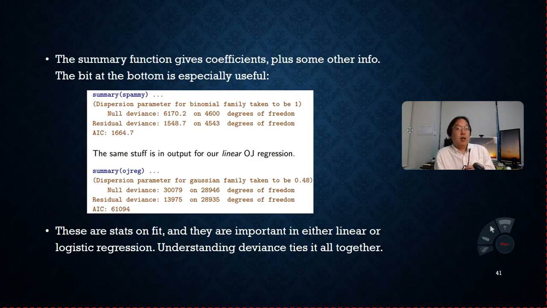Intuitive result. The summary function gives the coefficients plus some other information. The bit at the bottom is especially useful. So go ahead and try these regressions and get the summary results like this. These are the stats on fit, and they are important in either linear or logistic regressions. Understanding deviance ties it all together.